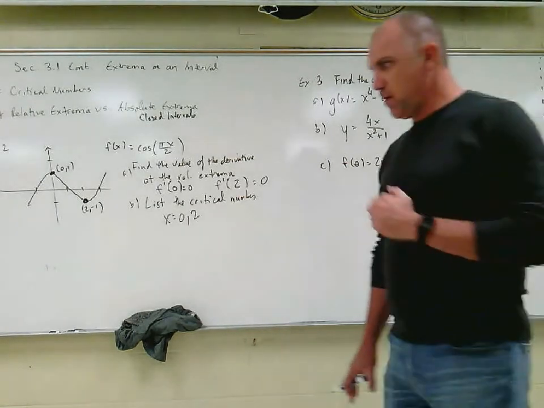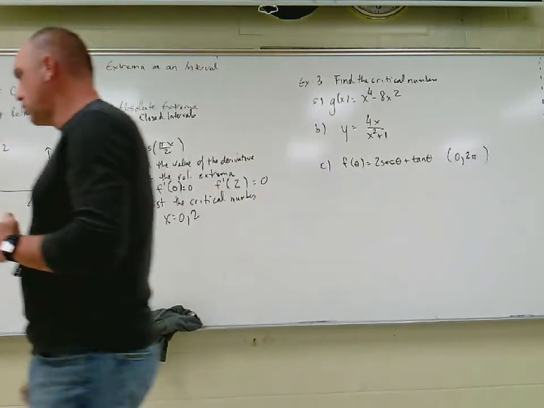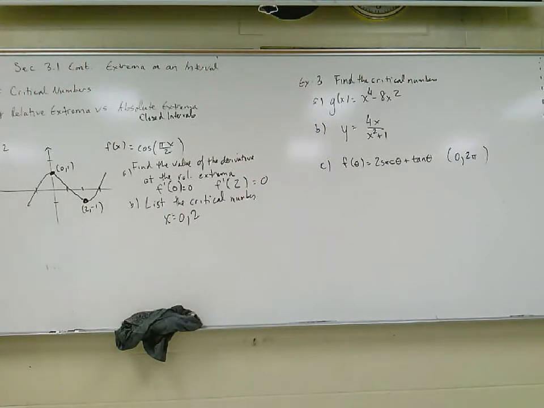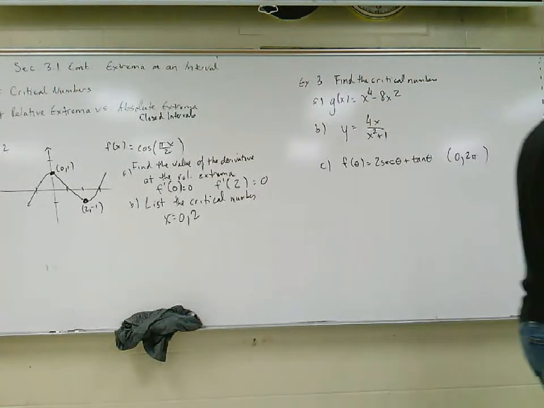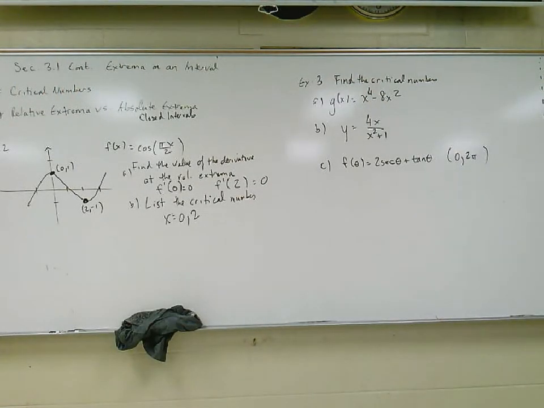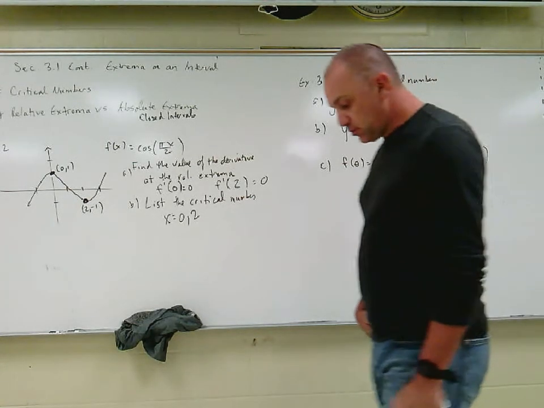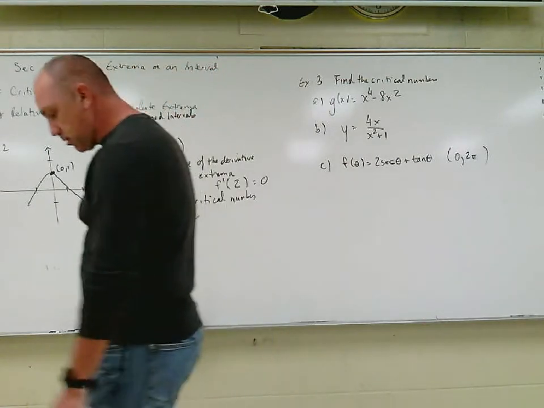You need to remember what from algebra? What do you need to be able to do in order to find the critical numbers on part A? What math skill do you need? Factor. If you can't factor, you can't do calculus. Okay, you have to be able to factor. If you can factor, it doesn't mean you can do calculus. But you got to be able to factor.